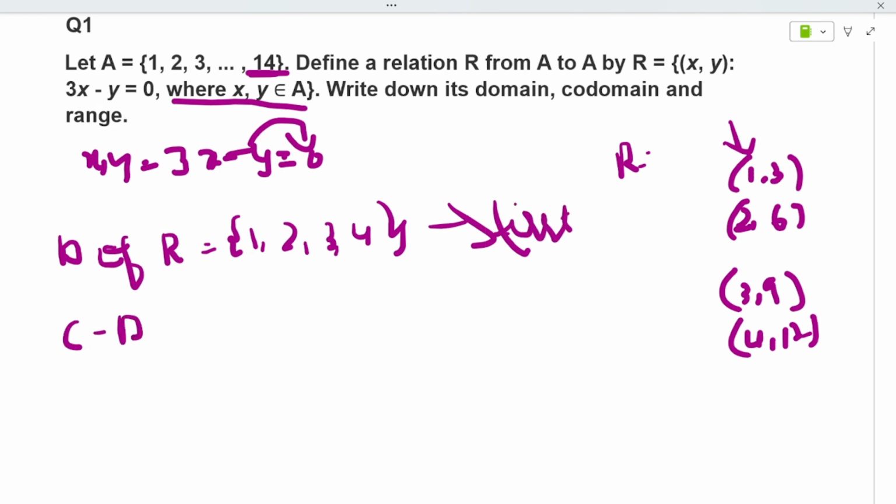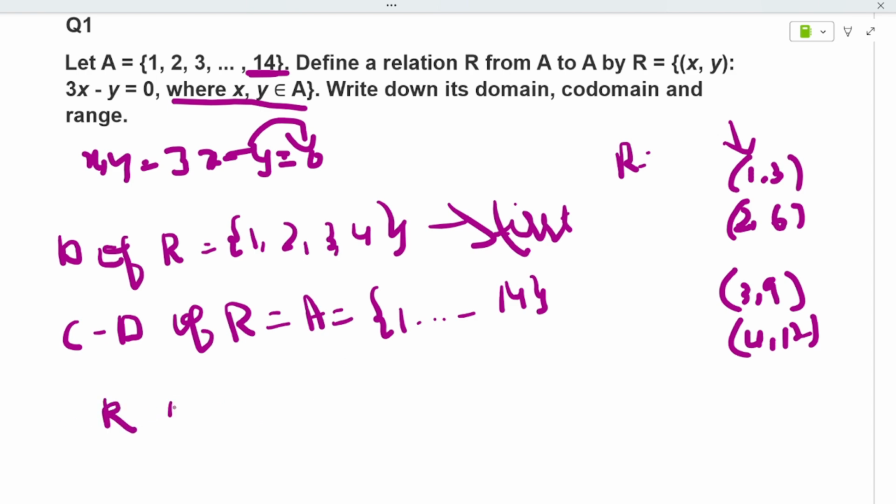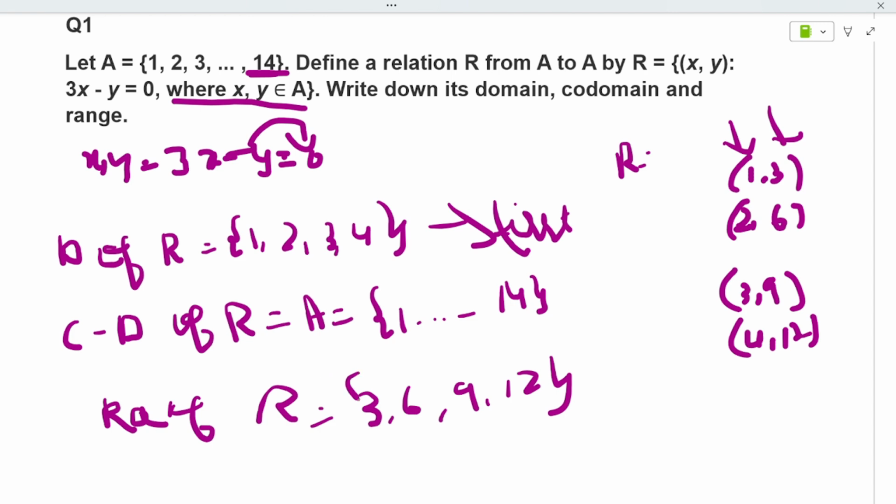The codomain, I'll write in short form as CD of R, will be equal to A, that is 1 up to 14. This is up to 14 also. And now for the range of R, the range of the relation R, let me take this as range of R is equal to the second elements of the pairs, that is {3, 6, 9 and 12}. I hope you got this.